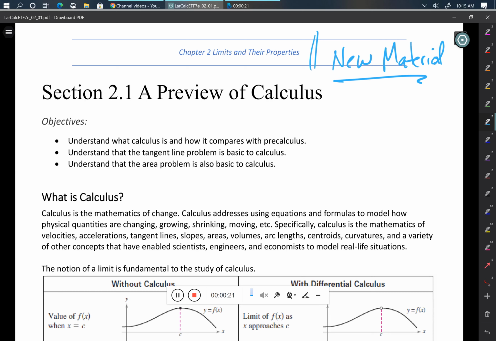In Chapter 2, we're going to take a look at the idea of a limit and the properties of the limits. And so in Section 2.1, this is just an overview, a preview of what's going to happen in calculus. We're going to take a look at what calculus is and how it compares to pre-calculus. We're going to take a look at the tangent line problem and see how that is fundamental to the development of one type of calculus, one side of calculus, and the area problem, and also how it was basic to the development of the other side, the other half of calculus.